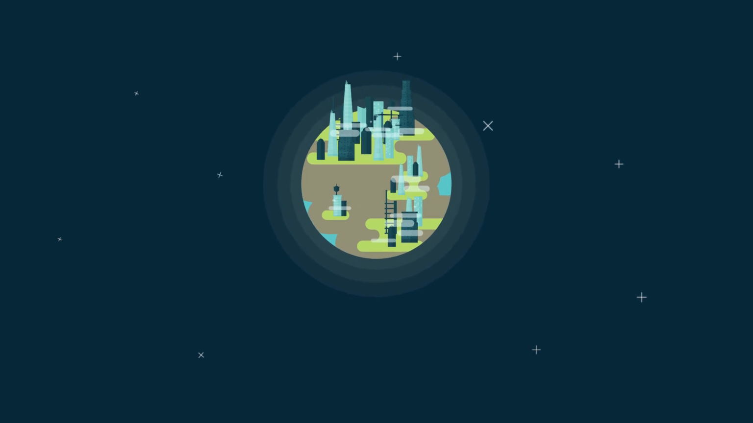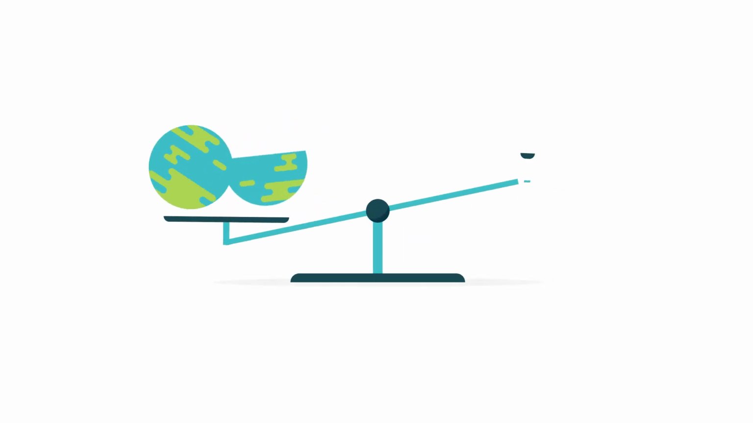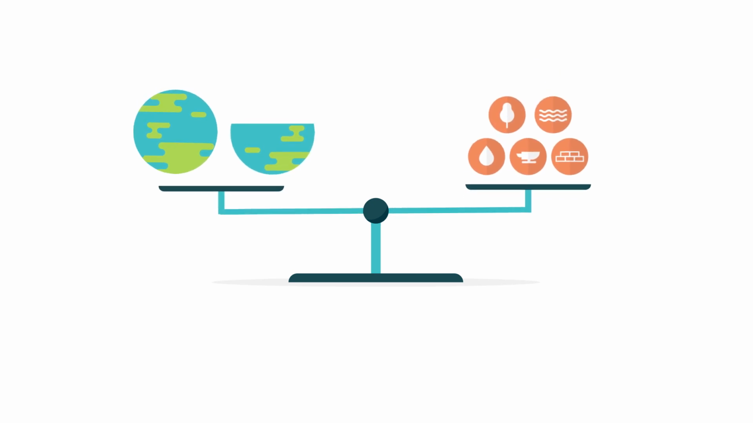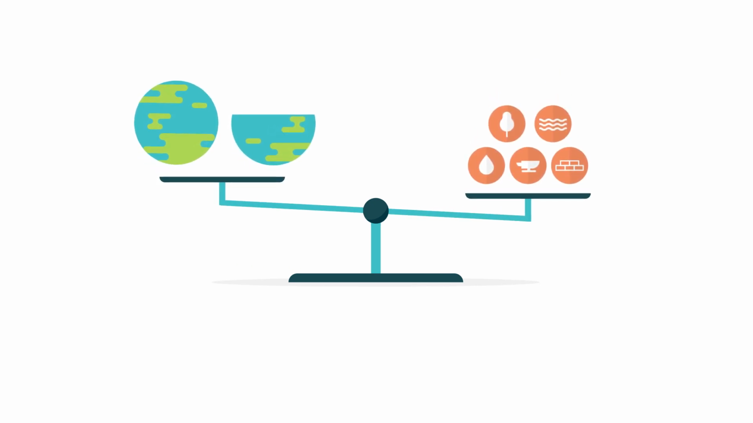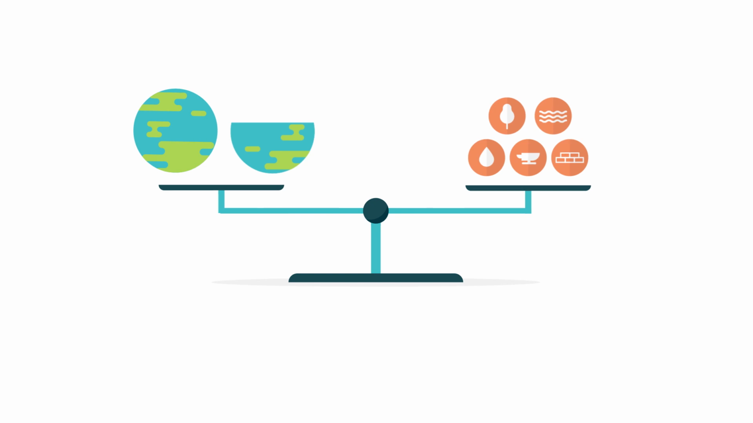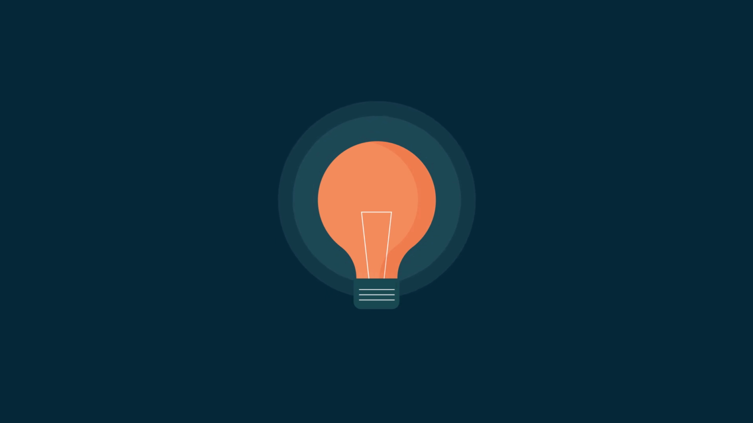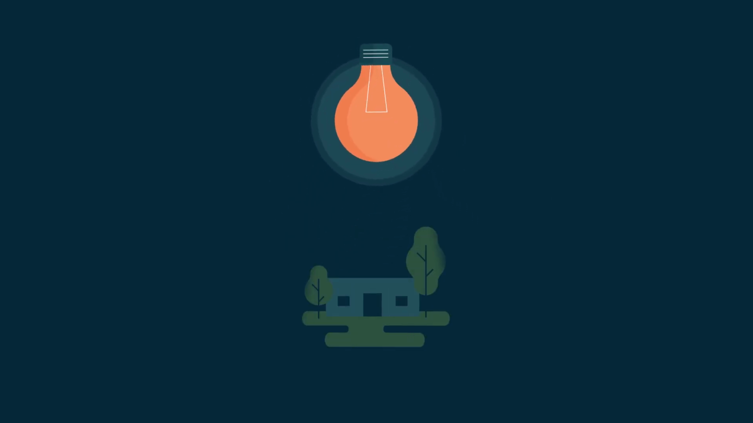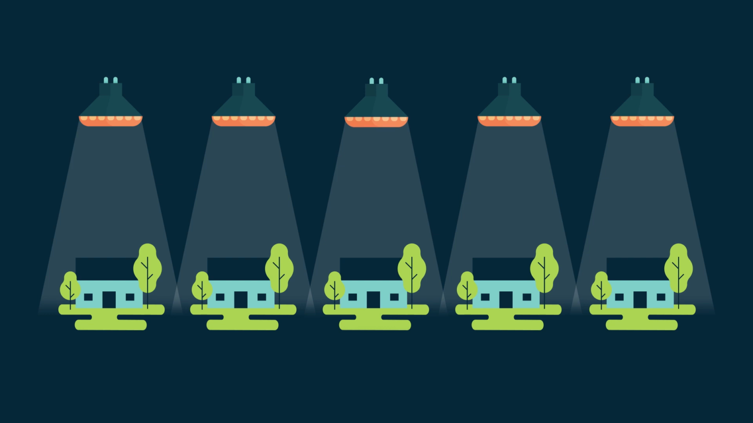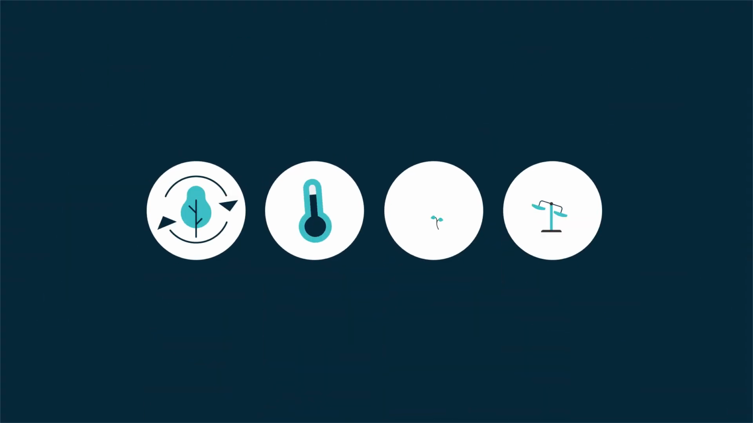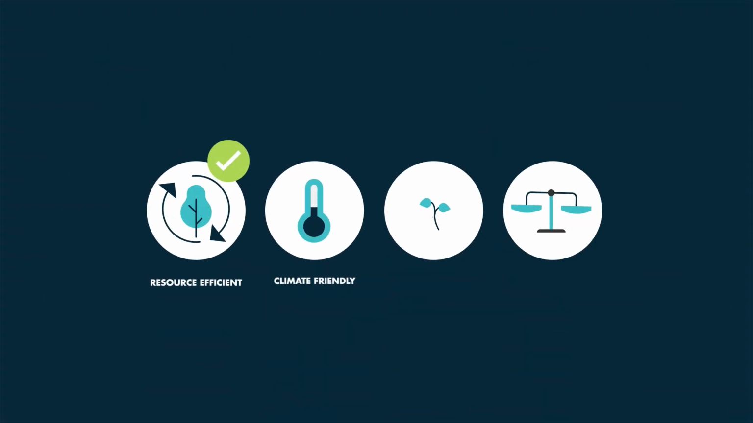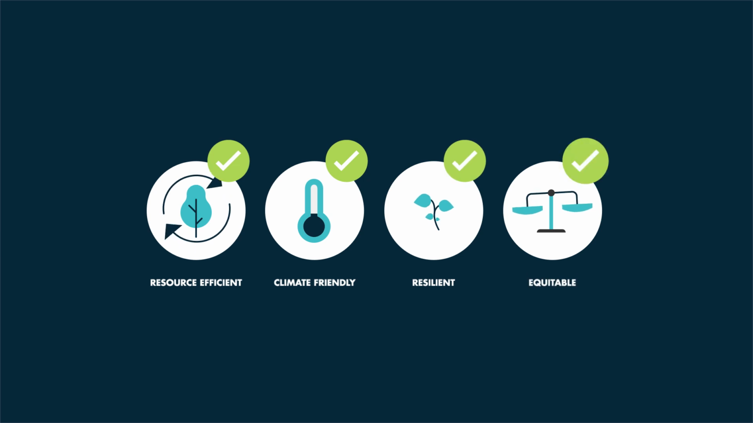At the rate at which humanity consumes today, we would require the equivalent of 1.6 Earths to continue to meet our resource needs and absorb our wastes. But we only have one. To live within the planet's boundaries and improve quality of life for the poor, we need to achieve more with less. Cities must supply services in ways that are resource efficient, climate friendly, resilient, and equitable.